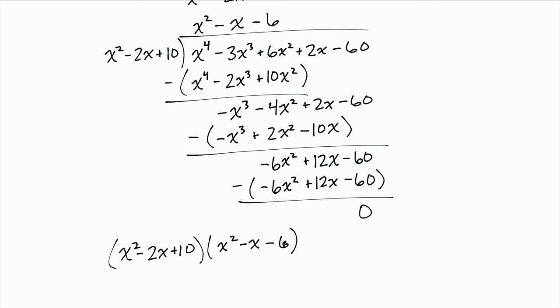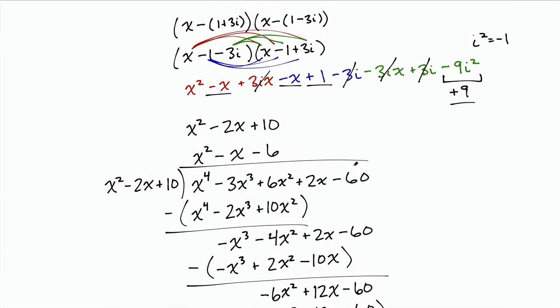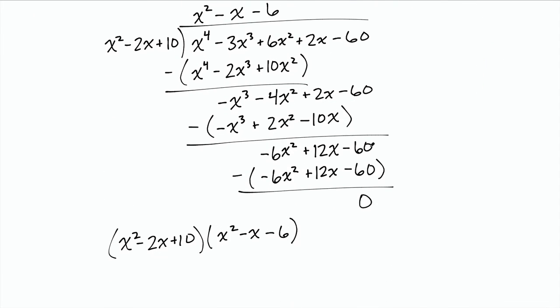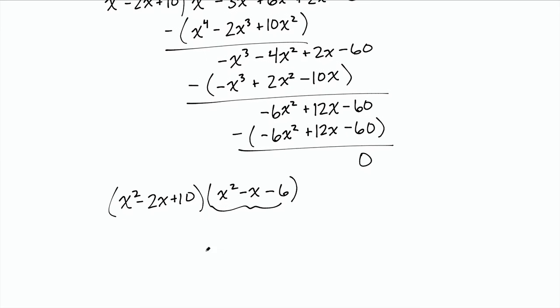Now, our goal is to find all of the zeros. We already know the complex zeros are 1 plus 3i and 1 minus 3i, but to get our real zeros, we just need to go further with this factor and factor that down into linear factors. That factors as x minus 3 times x plus 2. Setting those equal to 0, we get x equals 3 and x equals negative 2.